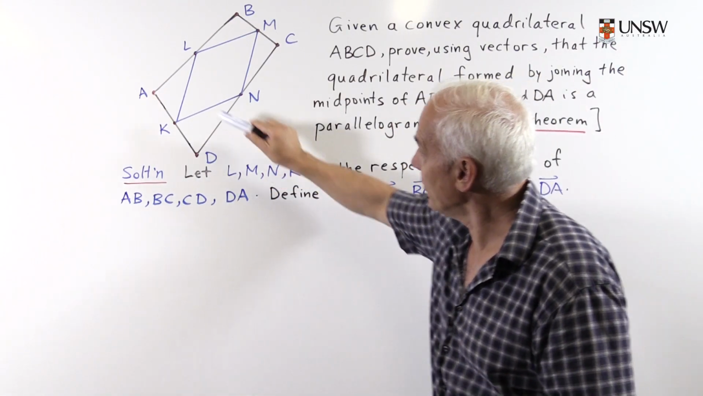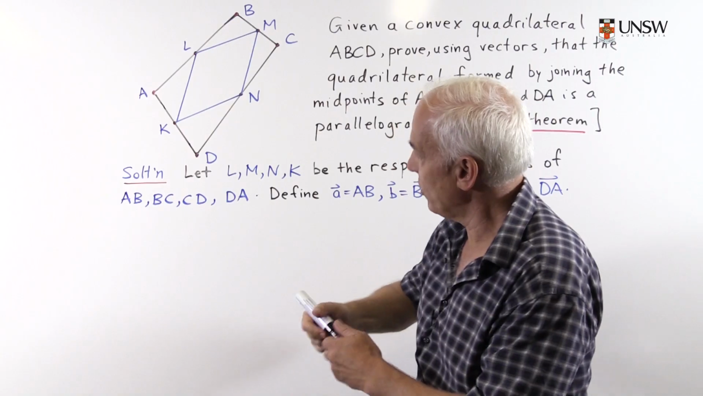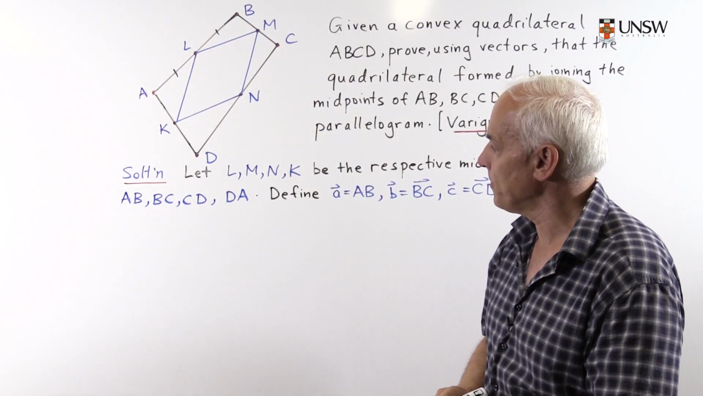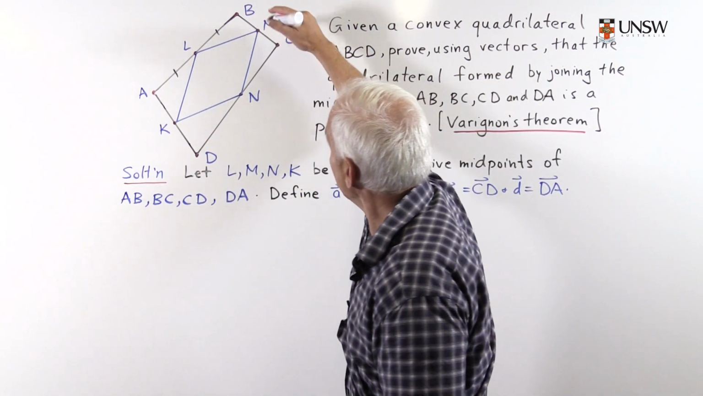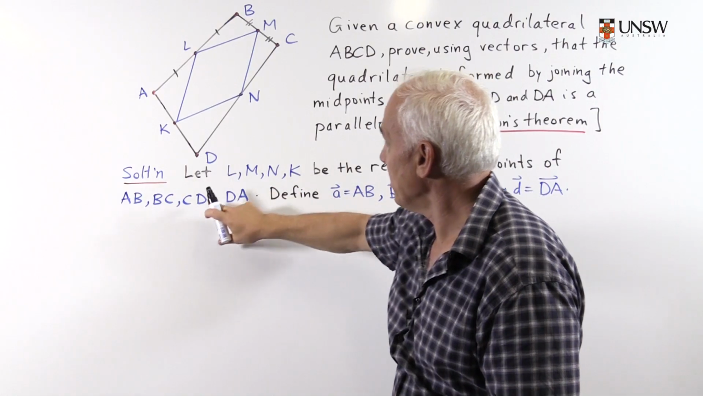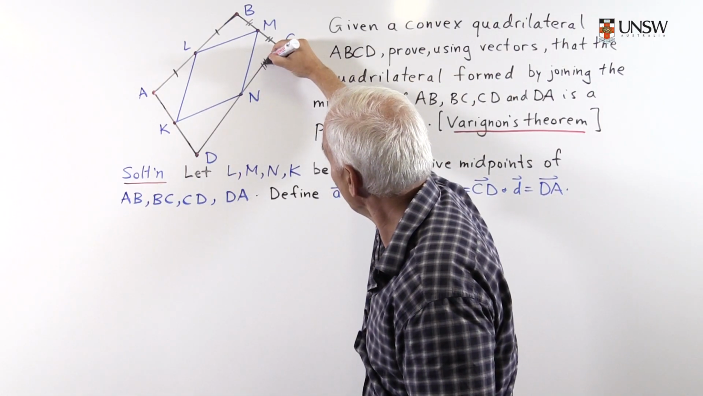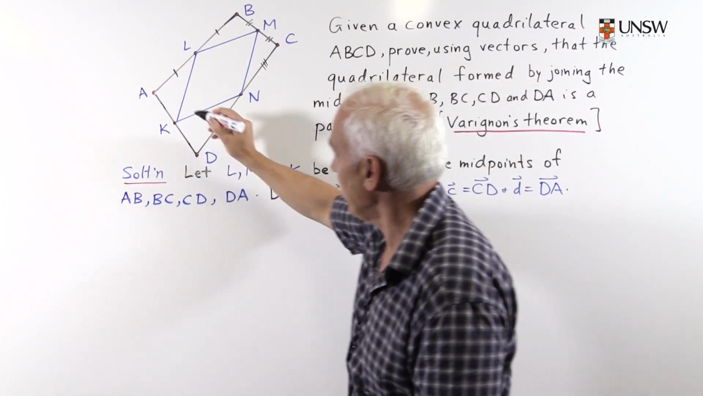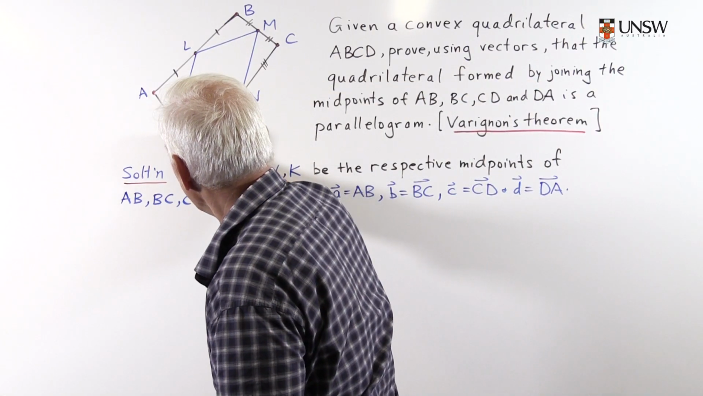So that means that L is the midpoint of AB, which we could denote by the usual kind of symbol like that if we wanted to. M is the midpoint of BC, so these two are the same. N is the midpoint of CD, so these ones are equal. And K is the midpoint of DA, maybe like that.